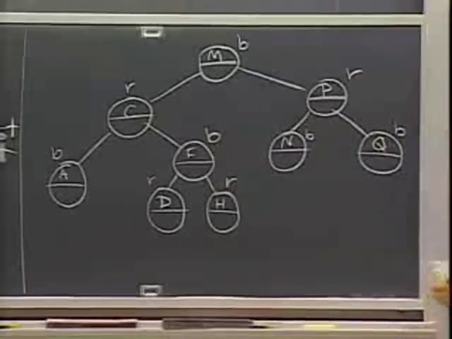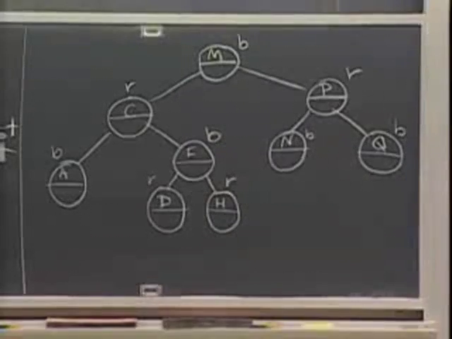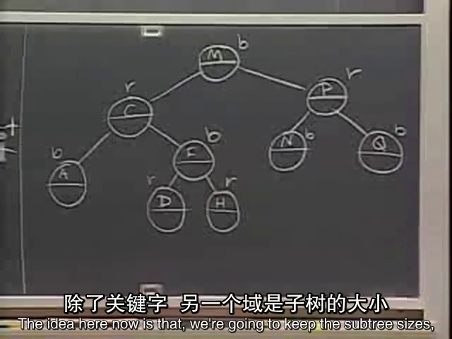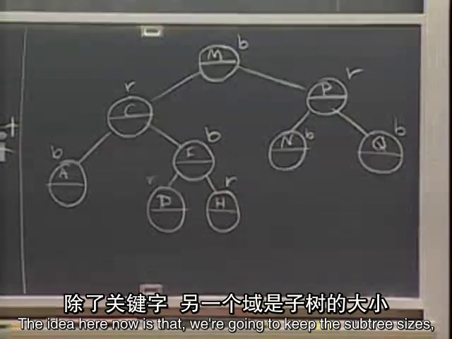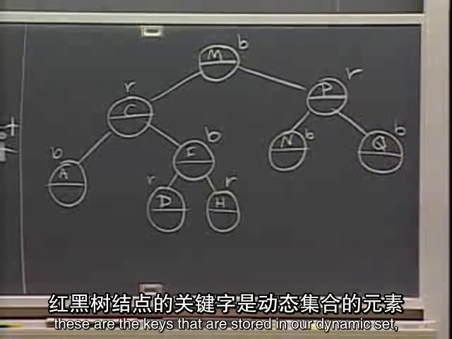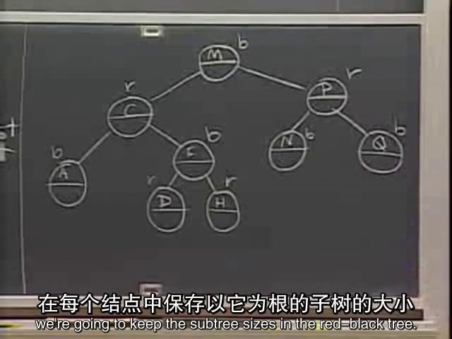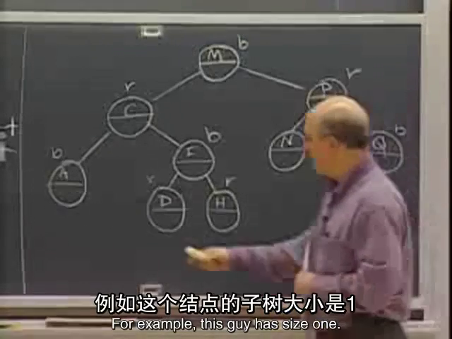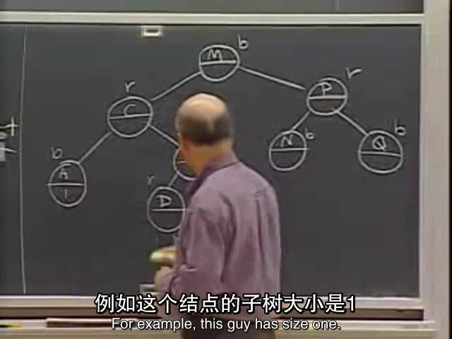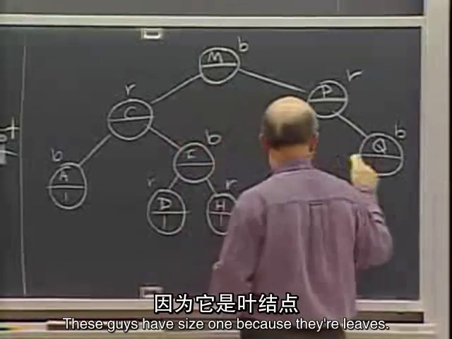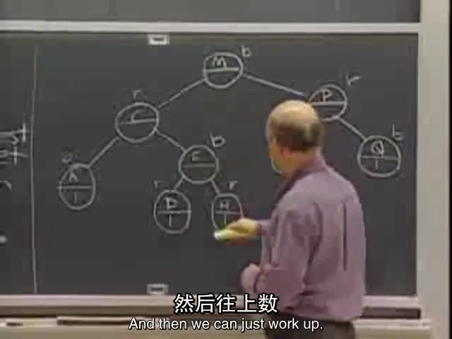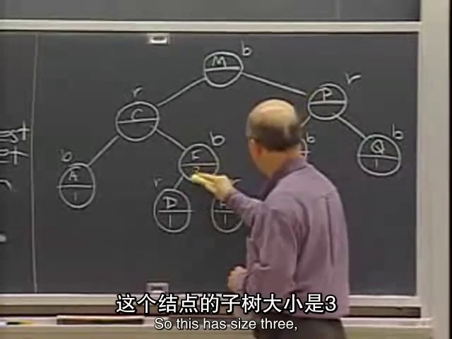So good. The idea now is that we're going to keep the subtree sizes. These are the keys that are stored in our dynamic set. We're going to keep the subtree sizes in the red-black tree. So, for example, this node has size 1. These nodes have size 1 because they're leaves. And then we can just work up. So this has size 3.